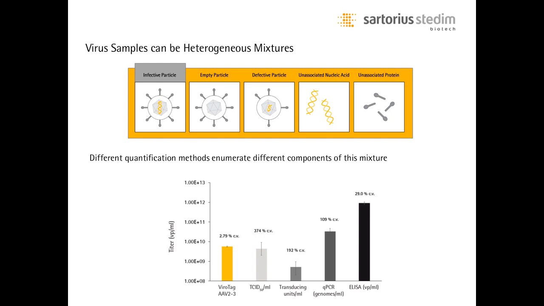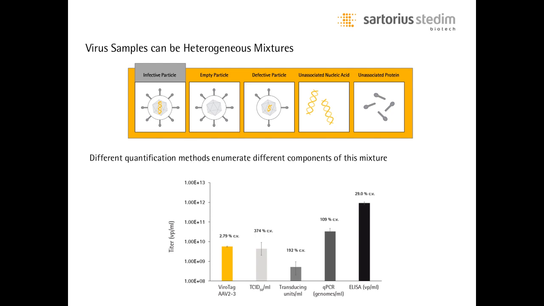When you're using an ELISA assay, you quantify the total amount of viral protein within the sample. And so this could also be unassociated proteins, for example. And then from using this method, you are calculating from a protein concentration how many viruses you have in a sample. So it's a derived value instead of a direct detection of total particles.